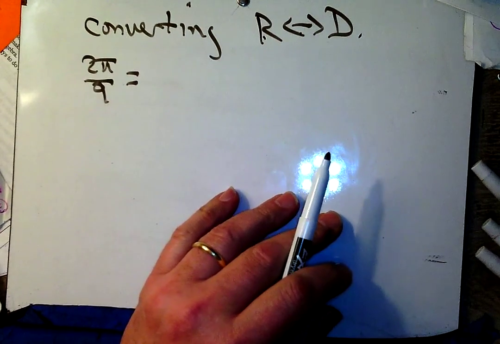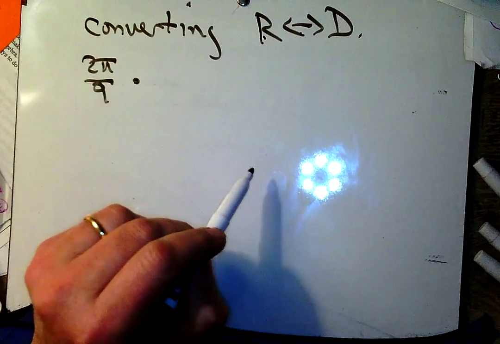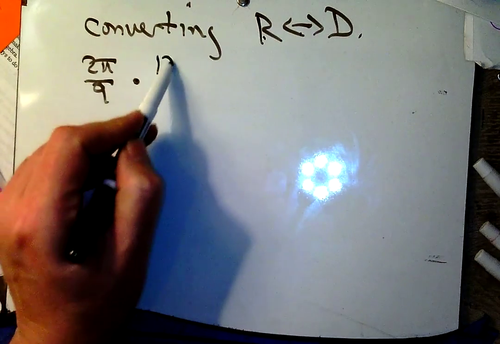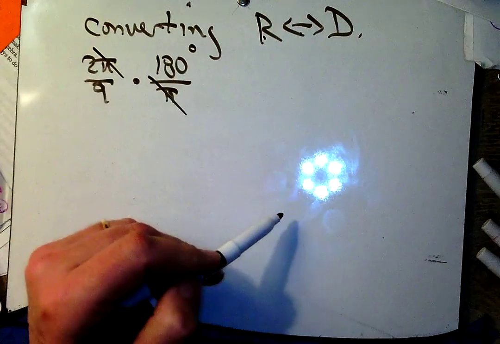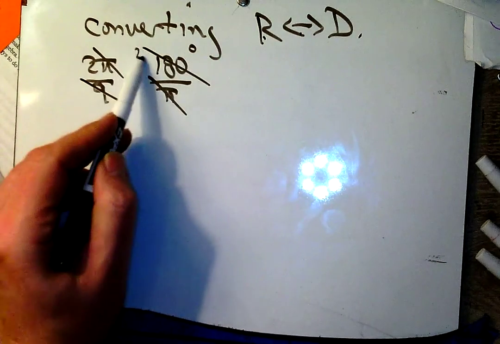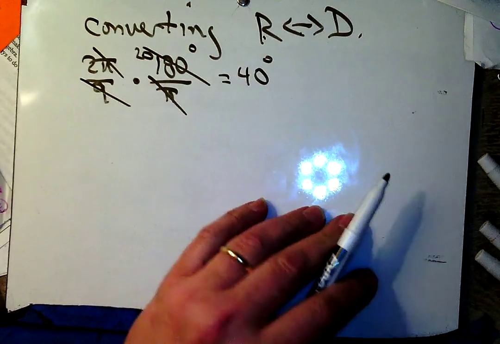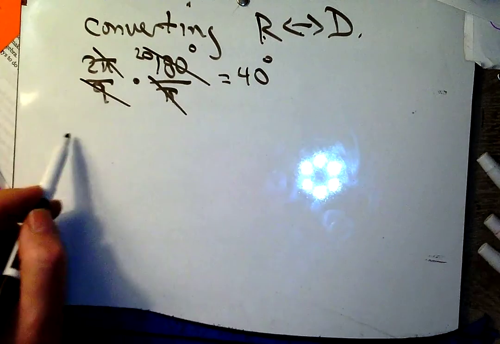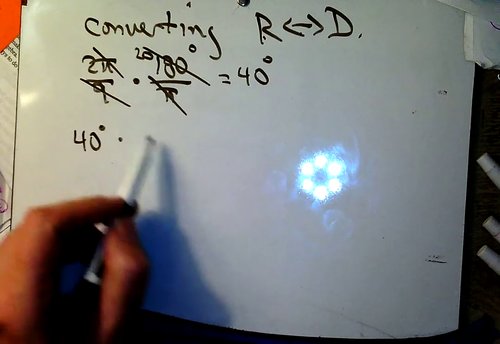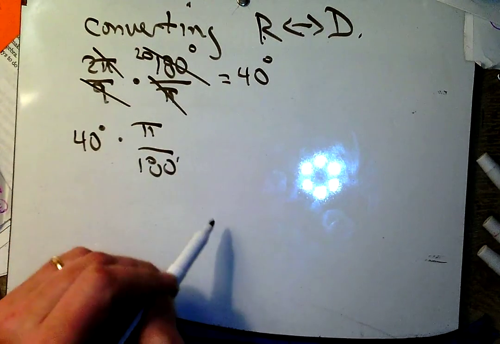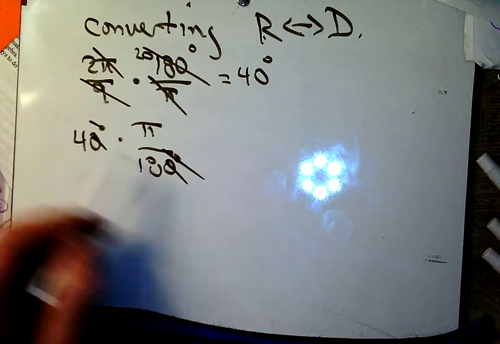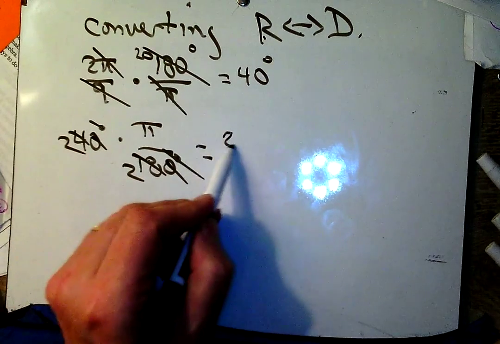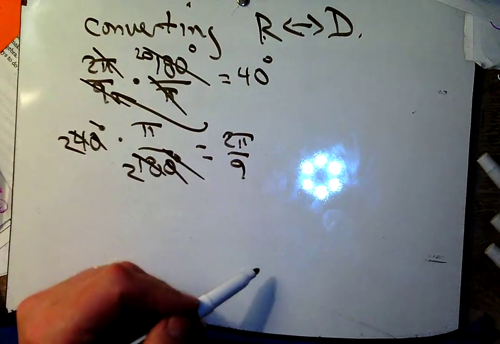The conversion factor, when we want to go from radians to degrees, is 180 over pi, right? Because then the radians can cancel and we're left with degrees. A little canceling here, and I get 40 degrees. And if I wanted to go from 40 degrees to radians, I'd multiply by pi over 180. Remember, we always want the units to be the same on the diagonal. And I get 2 pi over 9. Ta-da! Okay, your turn.